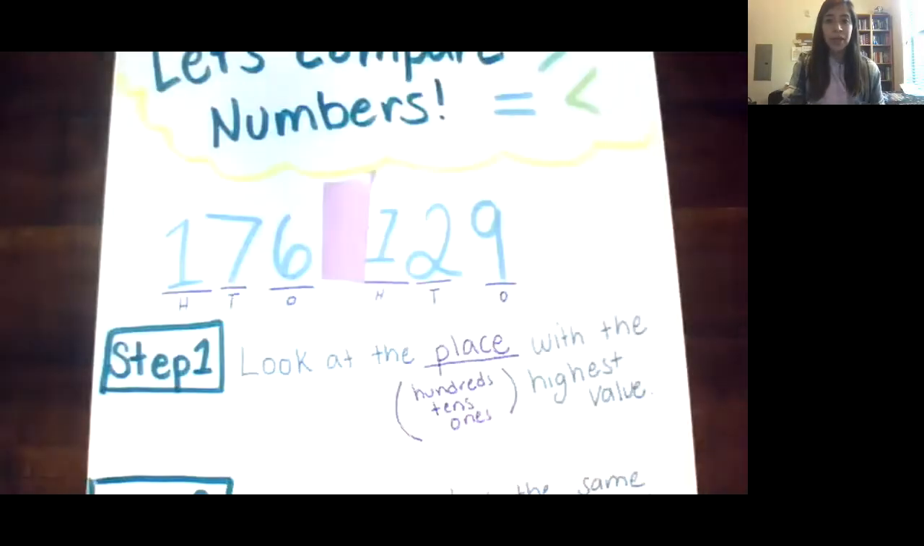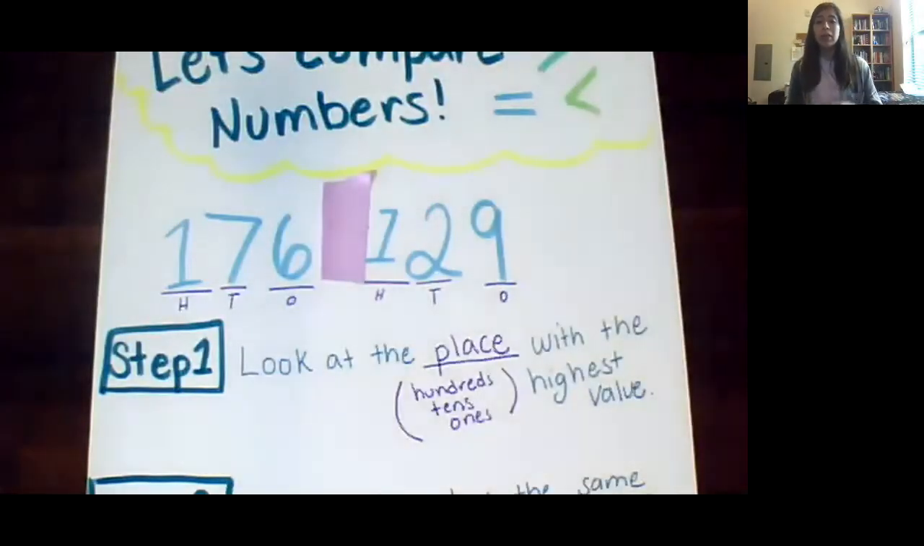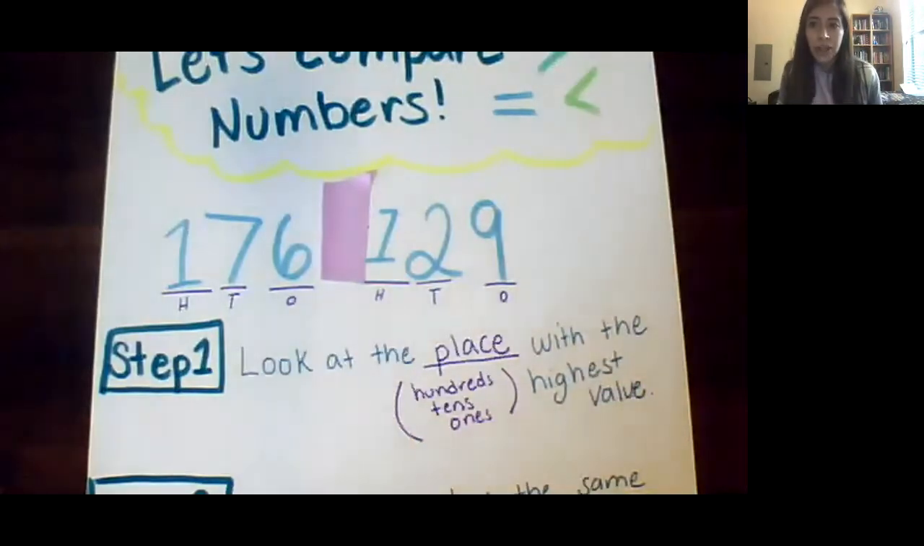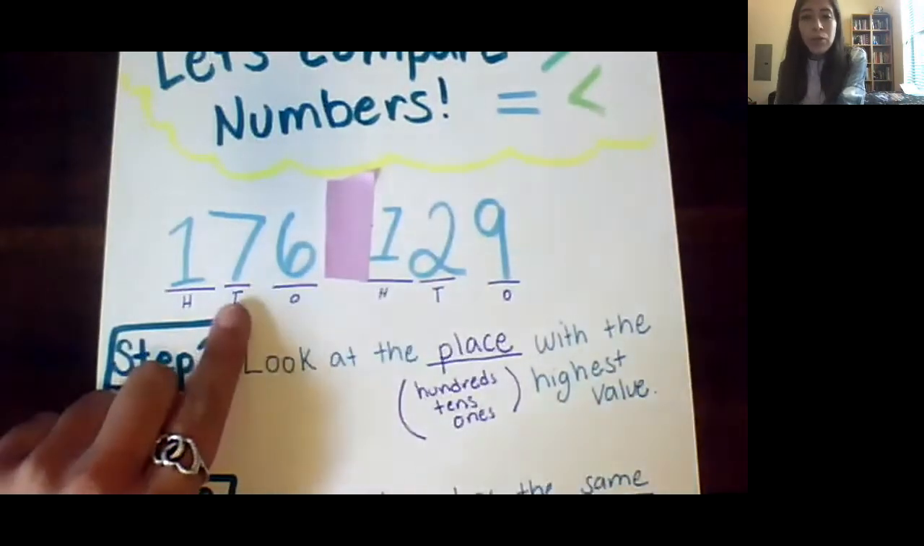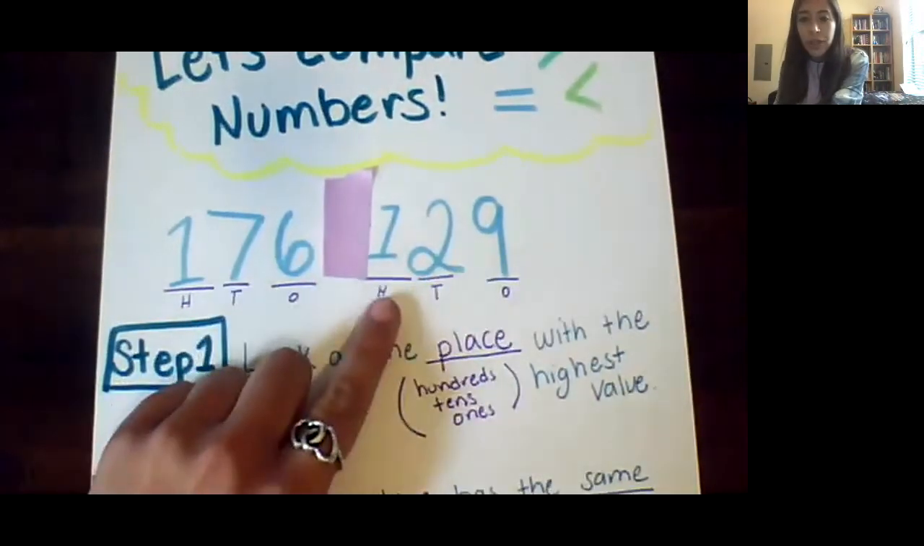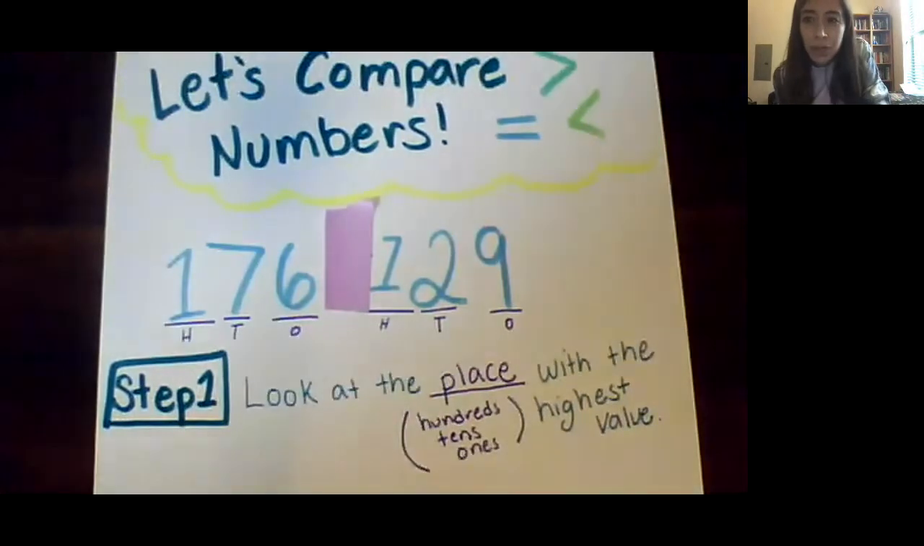We're going to take a look at my anchor chart here. Now, when we're comparing numbers, you have to be on the lookout for certain things. All of that place value knowledge is going to help you. So today, I want to compare 176 to 129. So let's take a look at the first step together.